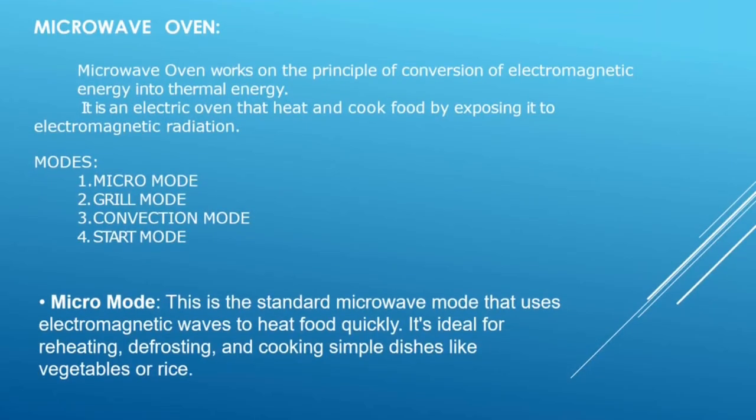So, microwave oven. We all know it works on the principle of conversion of electromagnetic energy into thermal energy. It is an electric oven that heats and cooks the food by exposing it to electromagnetic radiation. We developed a project. In this project, there are four modes: micro mode, grill mode, convection mode, and start mode. Micro mode is the standard microwave mode that uses electromagnetic waves to heat the food quickly. It is ideal for reheating and defrosting and cooking simple dishes like vegetables or rice.